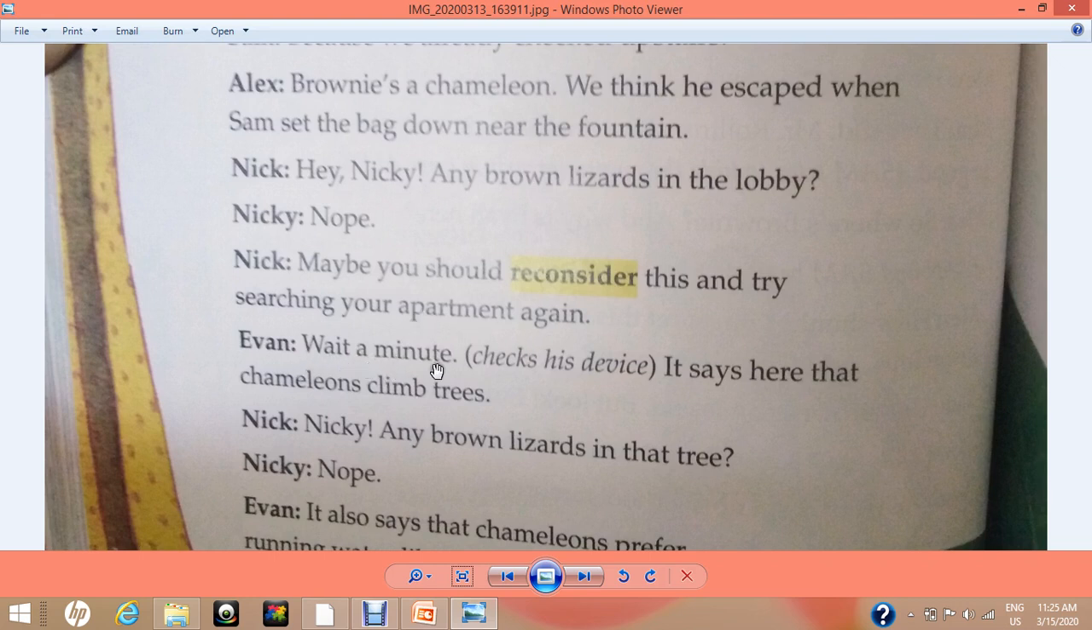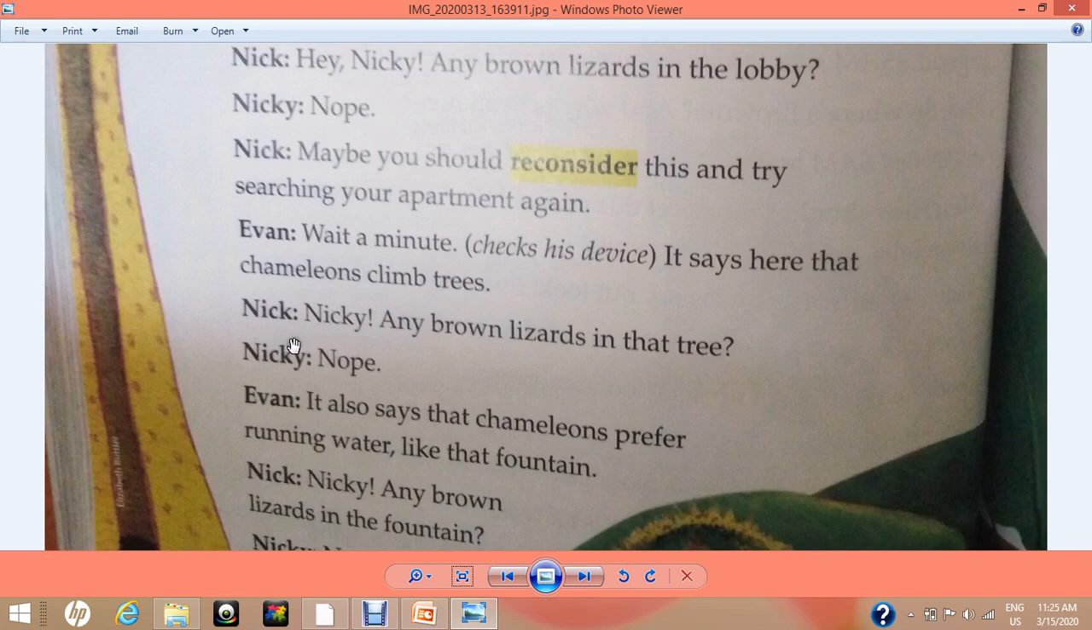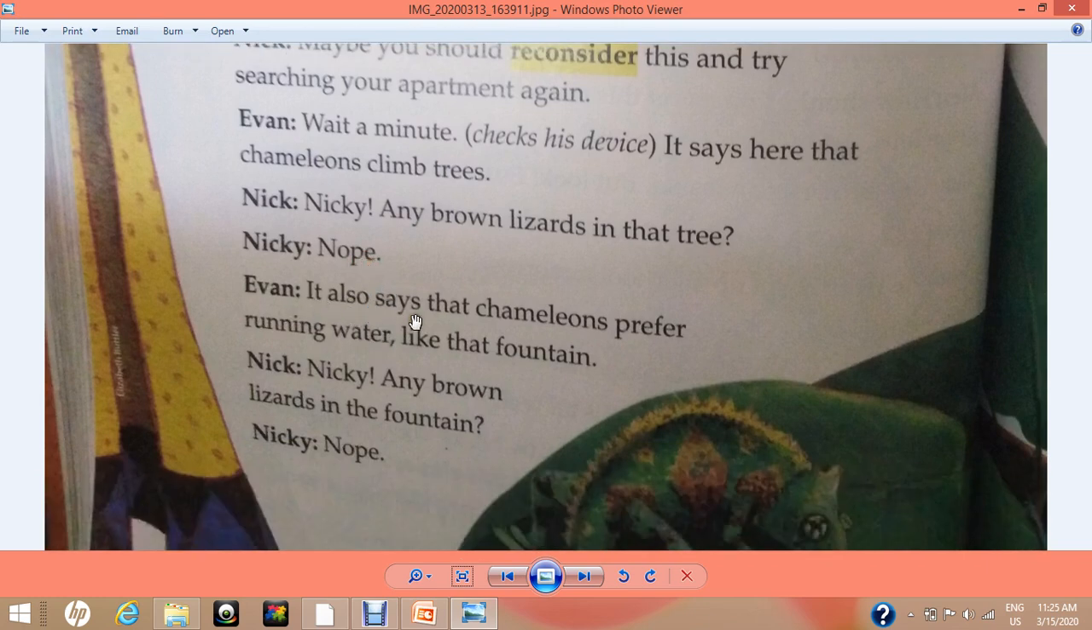Evan, wait a minute. Checks his device. It says here that chameleons climb trees. Climb trees. Nick, Nicky, any brown lizards in that tree? Nicky, no. Evan, it also says that chameleons prefer running water, like that fountain. Nick, Nicky, any brown lizards in the fountain? Nicky, no.